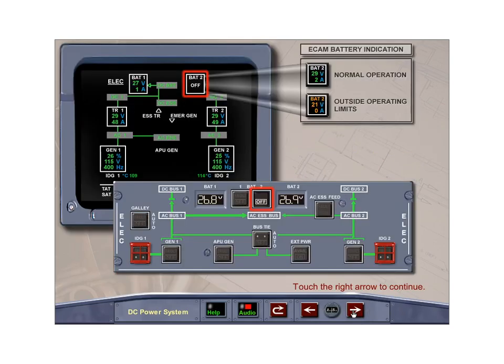The labels BAT1 and BAT2 are displayed in white, changing to amber if the associated voltage or current are outside limits. Battery voltage and current are normally displayed in green, becoming amber when normal operating limits are exceeded. With the battery push-button switch selected off, off is displayed in white, replacing the voltage and current readings.